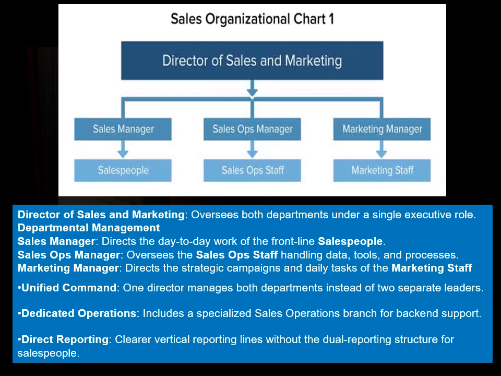So this structure facilitates unified command, dedicated operations, and direct reporting. Unified command because one director manages both departments instead of two separate leaders or separate managers. Dedicated operations, this includes a specialized sales operation branch for backend support. Direct reporting, clearer vertical reporting lines without the dual reporting structure for salespeople. So this is an example of the sales organization structure. We'll talk about other structures also.